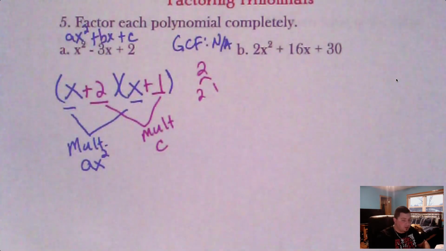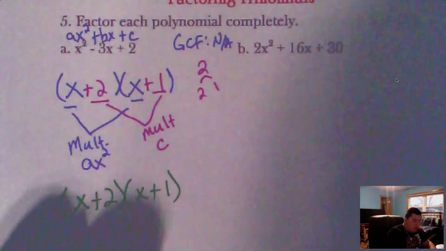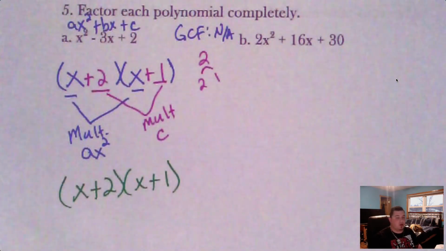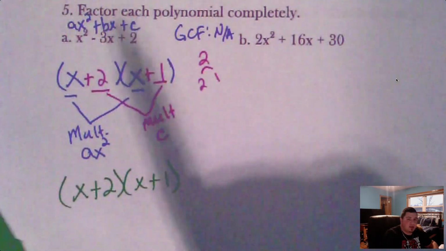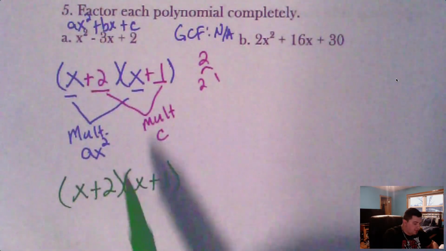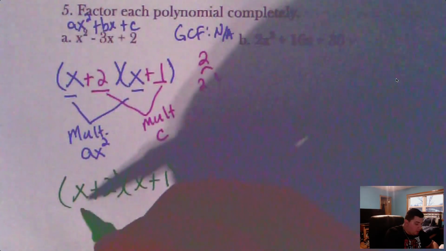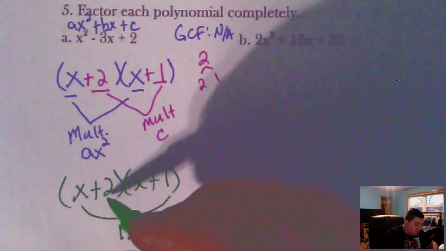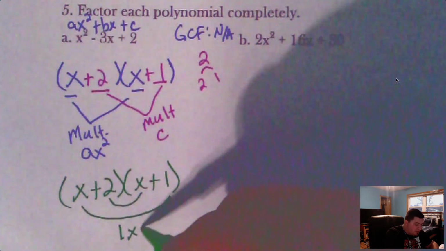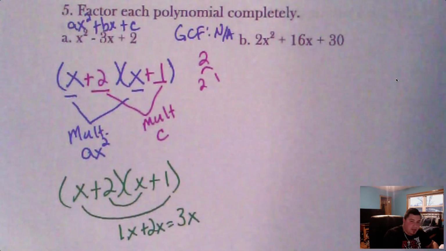Now the check part. If I'm to check this, you would multiply the whole thing out to make sure you go all the way back. I'm going to break it down a little bit quicker for you because you don't need to check everything. We know x times x gives us the x squared. You know 2 times 1 gives us the 2. What I would just say is check the outsides, which is just 1x. X times 1 is 1x. 2 times x is 2x. When you add them together, you get 3x.